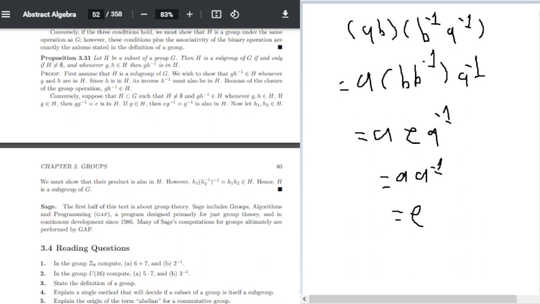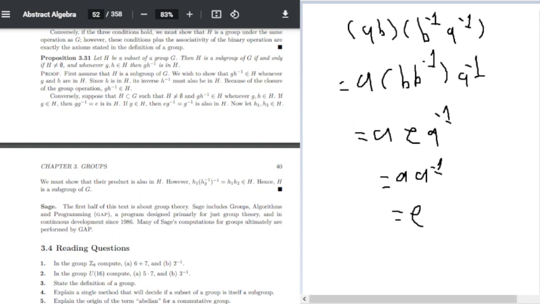Proposition 3.31. Let H be a subset of a group G. Then H is a subgroup of G if and only if H is not equal to the empty set, and whenever g and h are in H, then g h to the negative 1 is in H. Proof. First, assume that H is a subgroup of G. We wish to show that g h to the negative 1 is in H whenever g and h are in H. Since h is in H, its inverse h to the negative 1 must also be in H. Because of the closure of the group operation, g h to the negative 1 is in H.